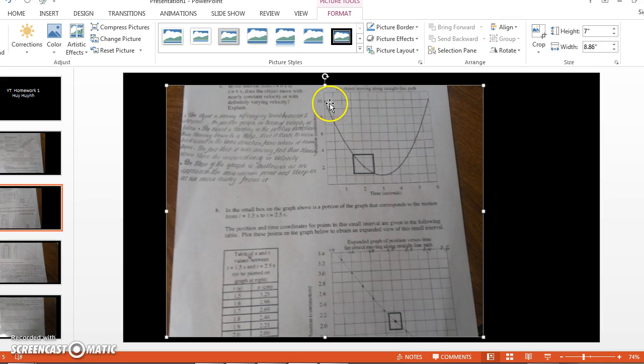So basically, the object is starting in the positive direction, then slowing down to a stop, and then it turns around and starts to move backward in the same direction where it came from. So the fact that it was moving fast at first and then slowing down to a stop showed the inconsistency in the velocity.